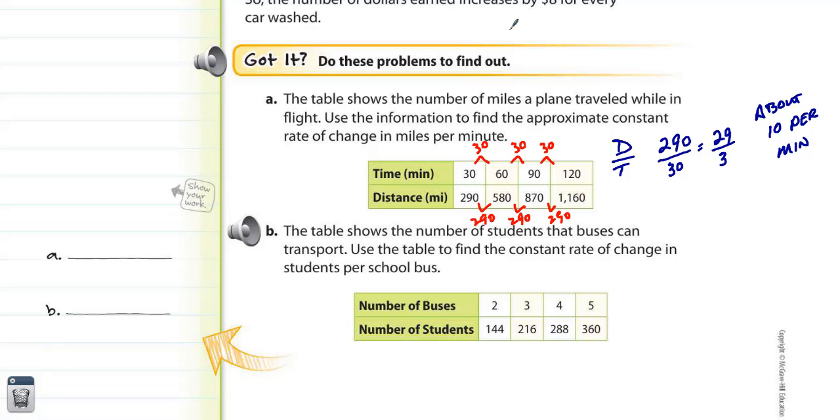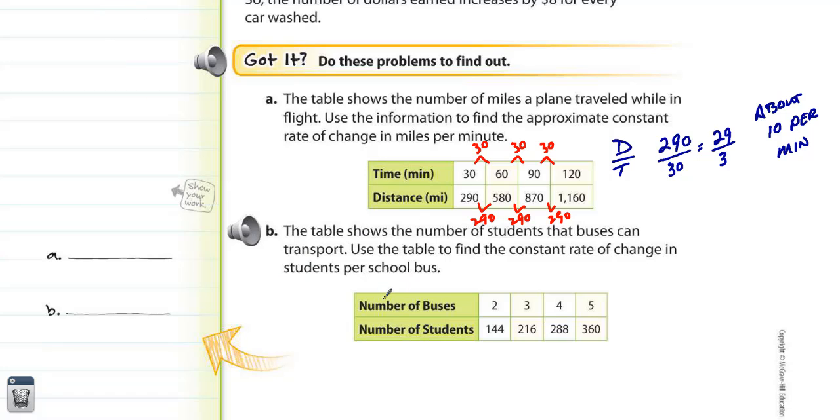All right, if you had 10 miles per minute, go ahead and watch B. If you didn't have 10 miles per minute, pause the video and rework B. Look at the work you did and see how you can fix it. Okay, let's take a look at B.